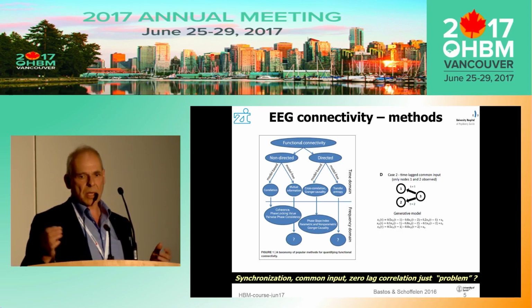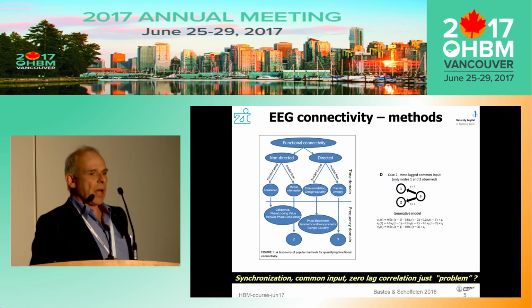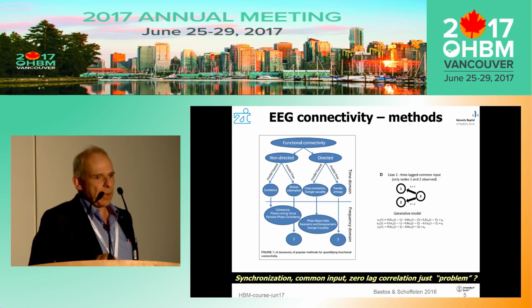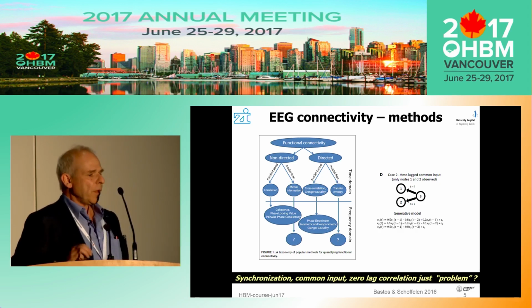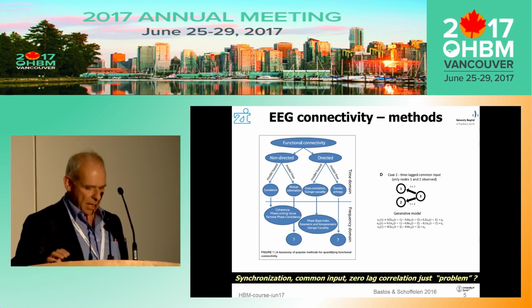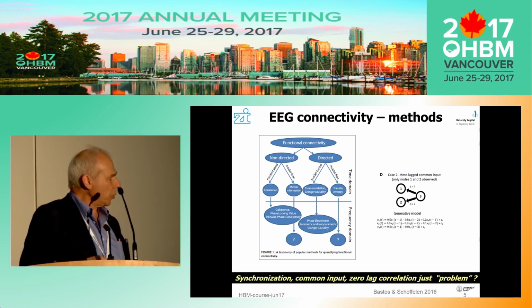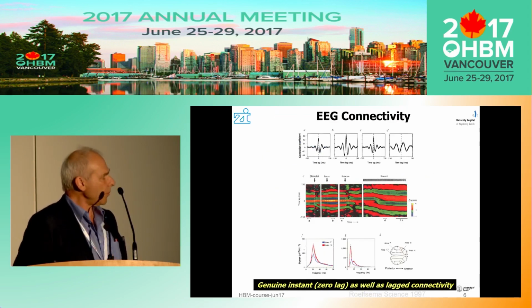So as Thomas said in his entering lecture, we can either say we don't want to deal with that and find methods that completely ignore it, or we can say this is a large part of what we're observing in event-related activity, and we're trying to model both lagged and synchronized activity patterns. And I vote for the latter approach.